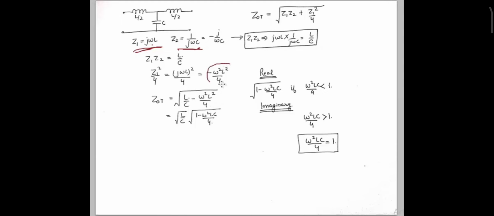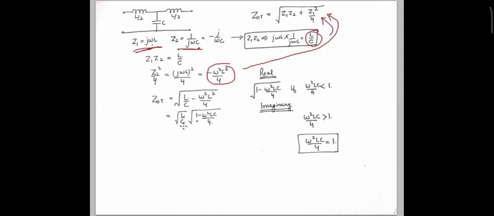And when you substitute this and this into the characteristic equation, characteristic impedance of the two-port network, which is a filter in this case, you get ZOT to be equivalent to the square root of L by C minus omega square L square upon 4. And we take L by C common, so what we get is a 1 here and omega square LC upon 4.